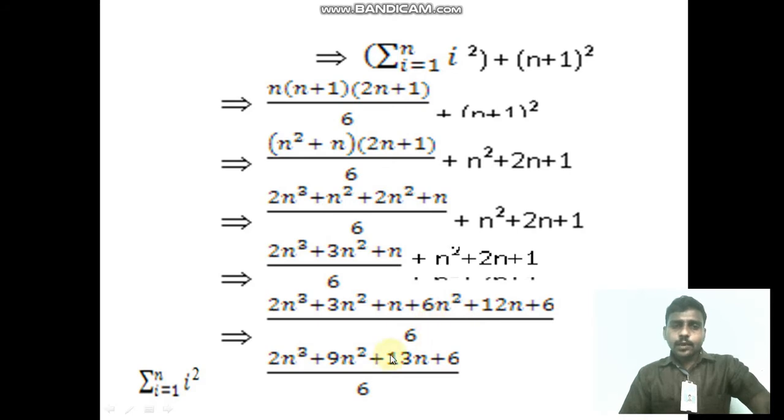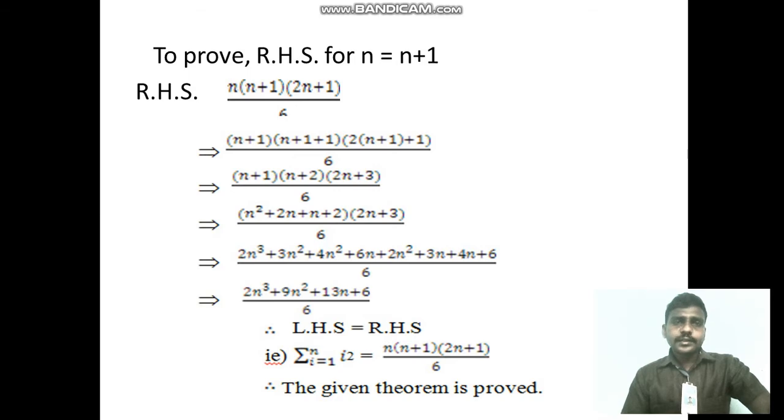Okay, and now I am going to add the like terms. 2n cube, only one. For n square: 3n square plus 6n square, so 9n square is here. For n: 12 plus 1, that is 13n, plus 6. So this is the LHS for the summation of i equal to 1 to n of i square in the inductive part. Similarly, I have to prove the RHS also.